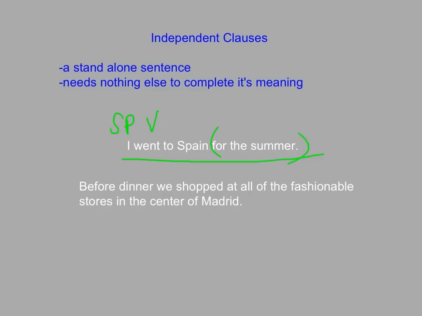Remember, prepositional phrases will never have subjects and verbs in them, so it's good to block them off while you're doing this. Before dinner, prep phrase, we shopped at all of the fashionable stores in the center of Madrid. Who shopped at all the fashionable stores? We, subject pronoun. What's being said about we? We shopped, verb. All the rest of these are prep phrases. And that's one thing that happens a lot, is you might see a long sentence, but actually it's just filled with prep phrases. And all you have is one independent clause.